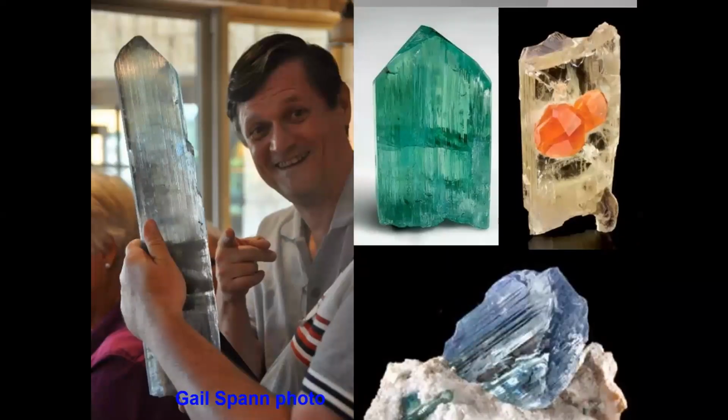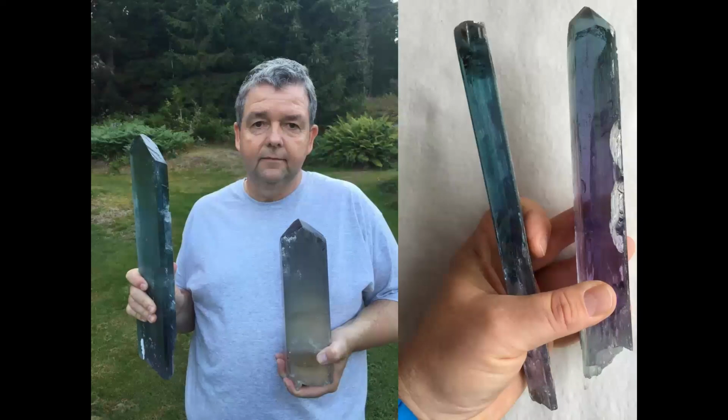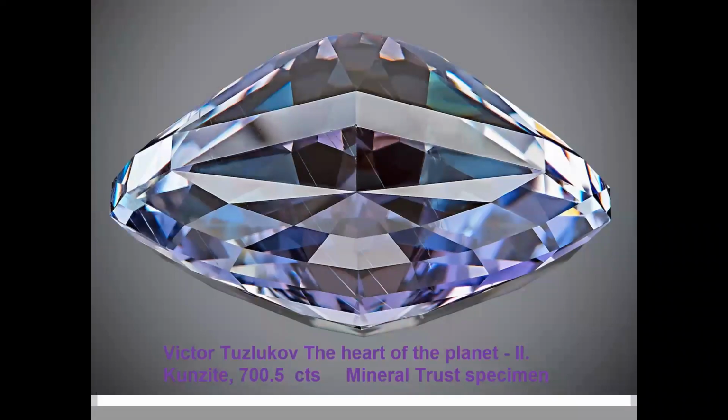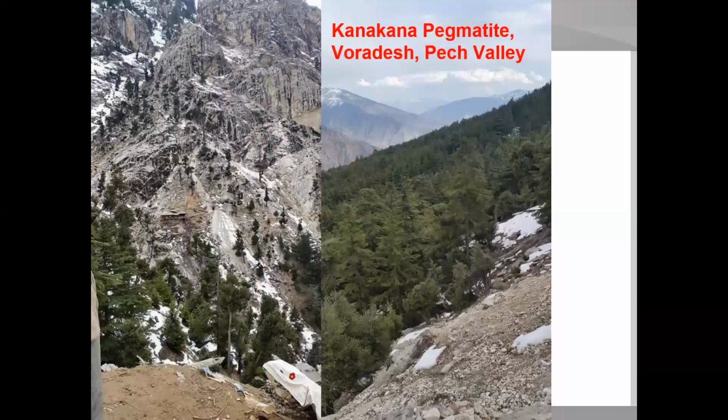So there was a question if it was from Pesh Valley before these apatites or from Maui. I will try to find out the exact locality because most of the dealers say they don't really care to find out, but I will post it for you. Here are some kunzites. Waigal is cut by Viktor Tuslakov, and beryllonite from Paprock.